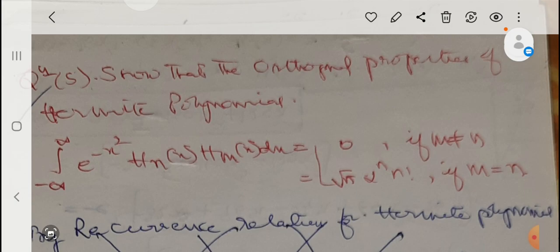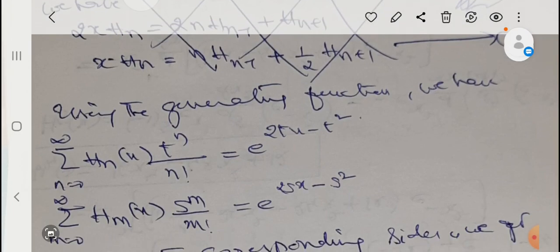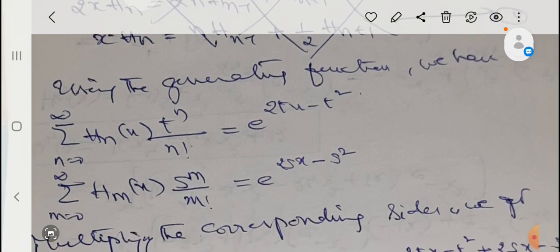So the product of two Hermite polynomials multiplied with e power minus x square between the limits minus infinity to plus infinity is given by 0 if m and n are not equal, and the value becomes root pi into 2 power n into n factorial. Now using the generating function we have summation Hn of x t power n by n factorial, n running from 0 to infinity, is nothing but e power 2tx minus t square. And consider another Hermite polynomial, summation Hm of x s power m by m factorial, m running from 0 to infinity, is nothing but e power 2sx minus s square.